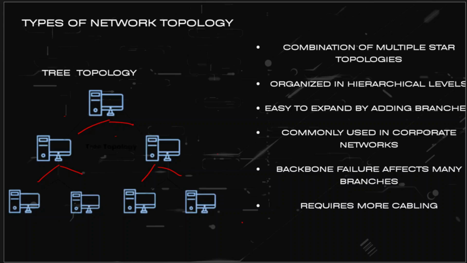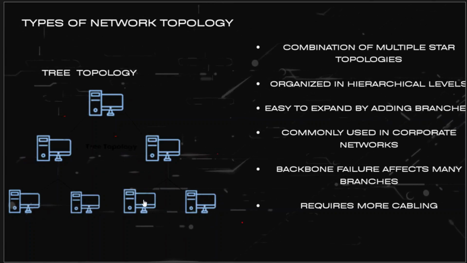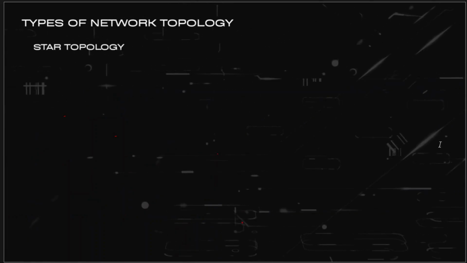So here the benefit is it's incredibly organized. You can manage the science department without touching the library's network. But the risk is if the main backbone snaps, all the branches below it lose connection to the outside world. If the main backbone fails, then all the branches will be affected. You should go for it in large and multi-story organizations. So these are the pros and cons of the tree topology.